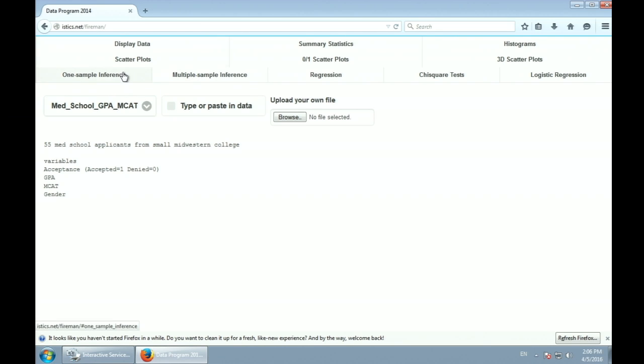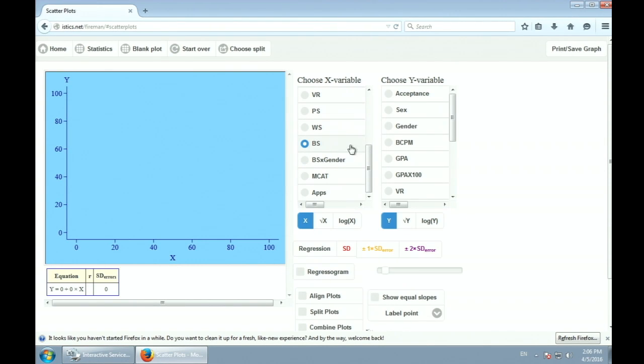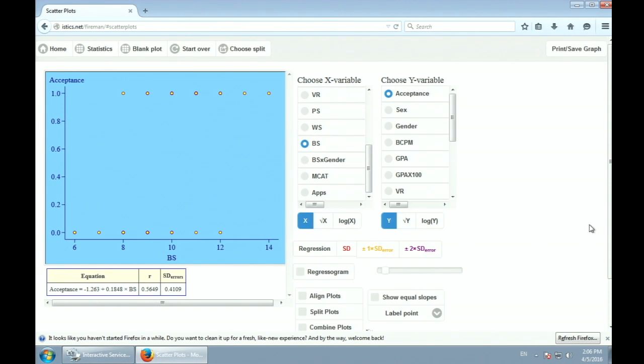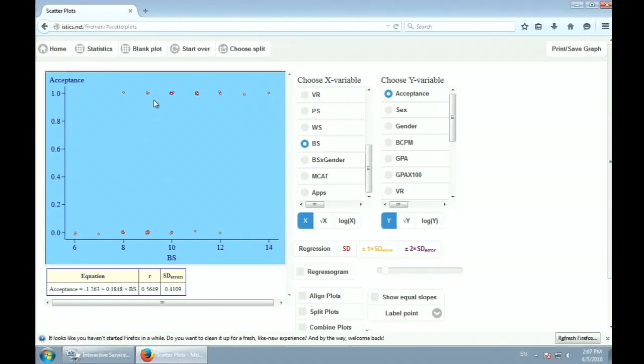All right, so now let's go to just a scatter plot here. And here's our variables. We can choose our y variable, our x variables, our predictor variables. Here we're going to choose biological science score, predicting whether or not they get accepted to med school. And let's just increase the jitter, create a little jitter around that so you can see how the different points.